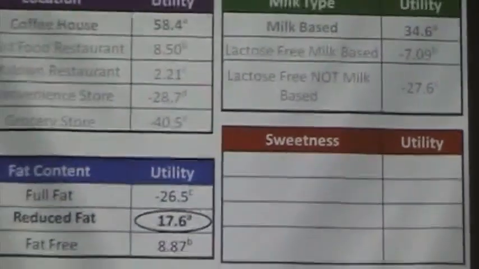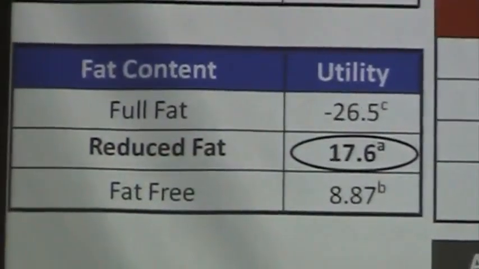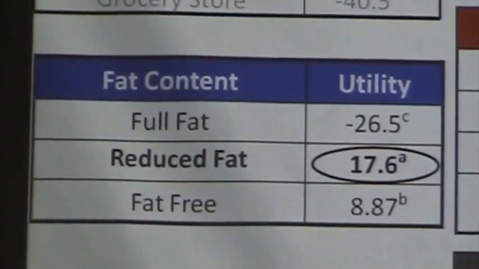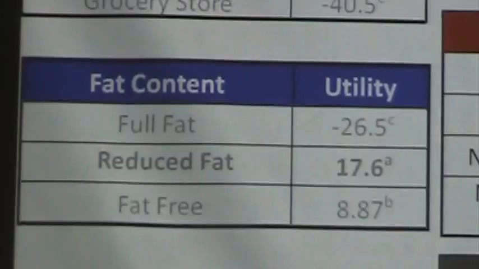Fat content. Reduced fat had the highest utility, followed by fat-free. Okay? Now, this is something very interesting because we got a big push in America for health and wellness. So people want something that's a little bit healthier. So it's not that surprising that reduced fat has a little higher utility.